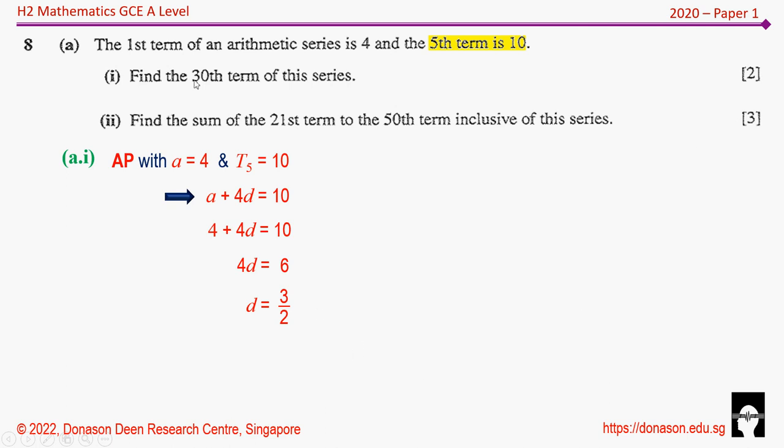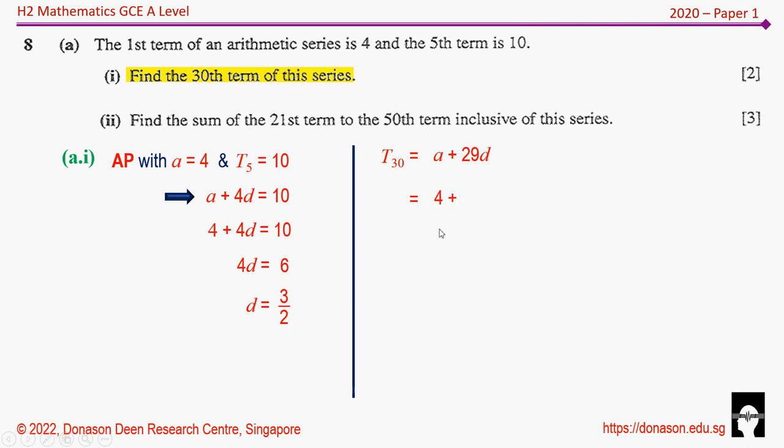So 30th term means T30. When you write T30, we're going to use the formula A plus n minus 1 D. When n is 30, we're going to get 29 times the common difference. So A plus 29D. Now since we already have the value of A and the common difference we just worked out, which is 3 over 2, we can substitute these two values to work out the 30th term.